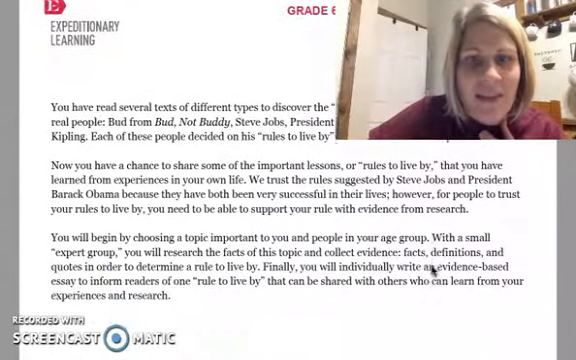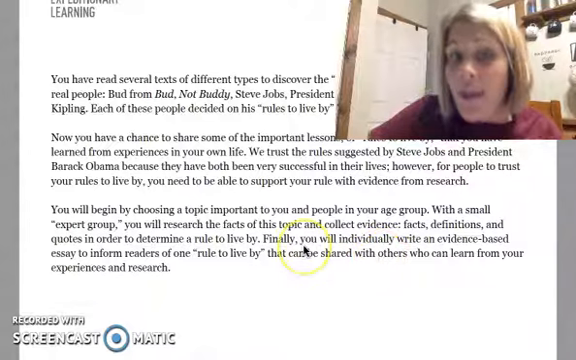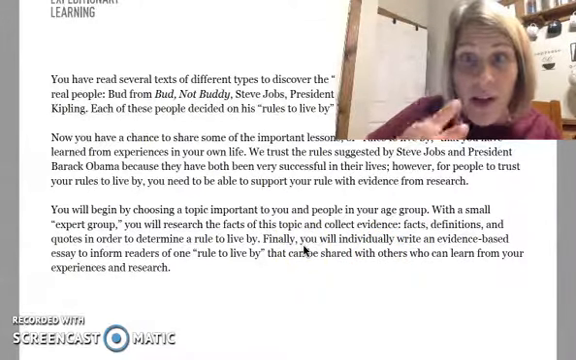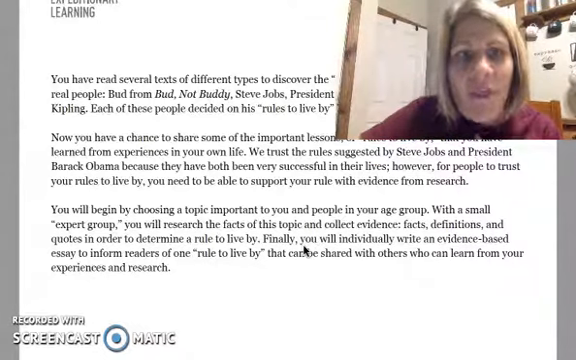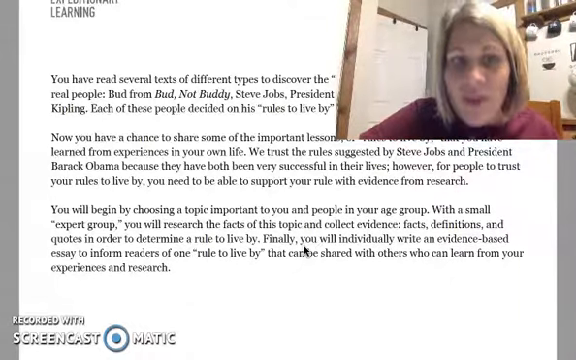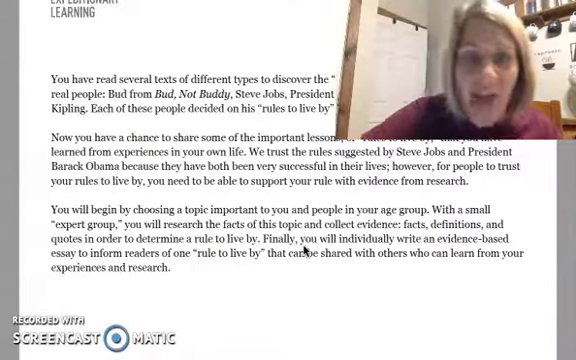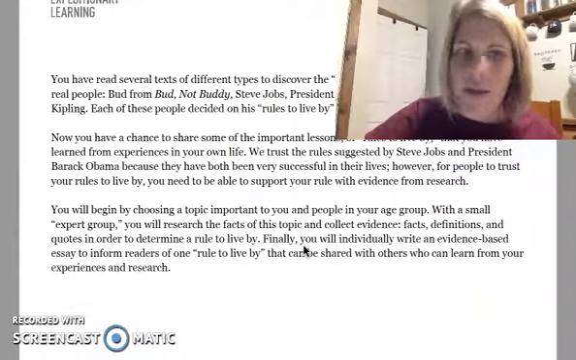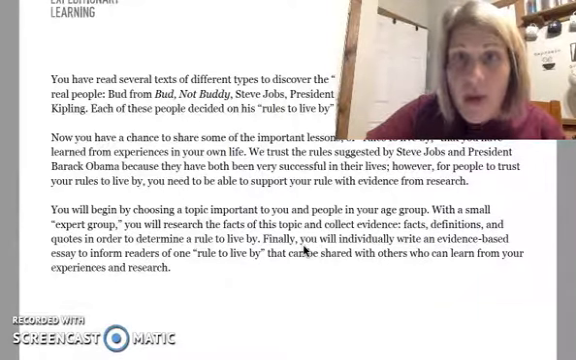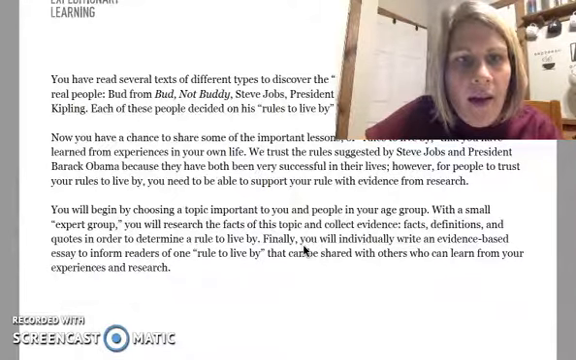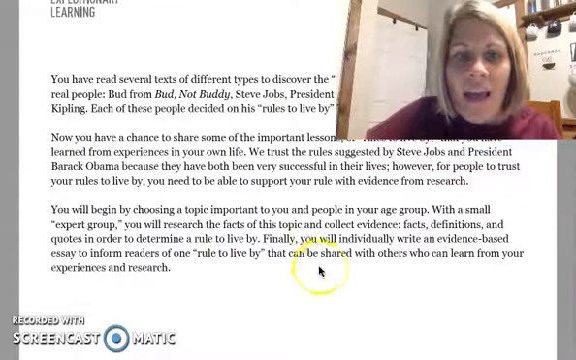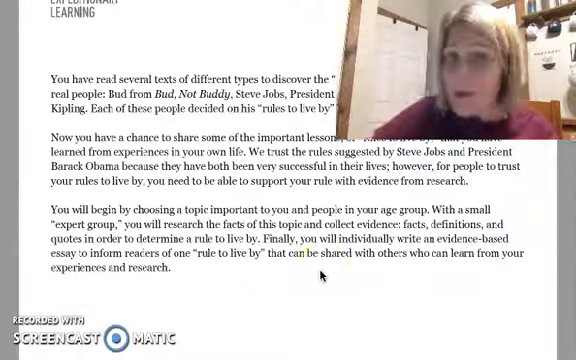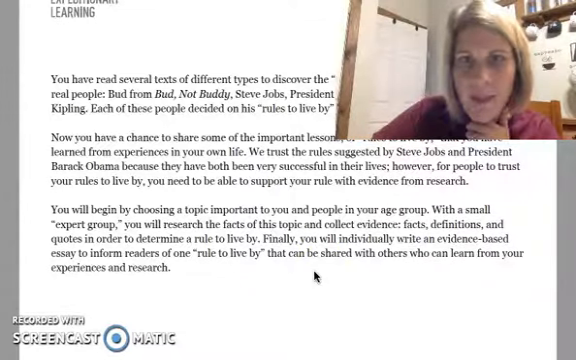So here's your assignment, okay? You will begin by choosing a topic important to you and people in your age group. You're going to have 3 topics to choose from. With a small expert group, you will research the facts of this topic and collect evidence, facts, definitions, and quotes in order to determine a rule to live by. Finally, you will individually write an evidence-based essay. That just means you're going to prove your rule with the things you've researched, to inform readers of one rule to live by that can be shared with others who can learn from your experiences and your research, because then you'll be the expert.